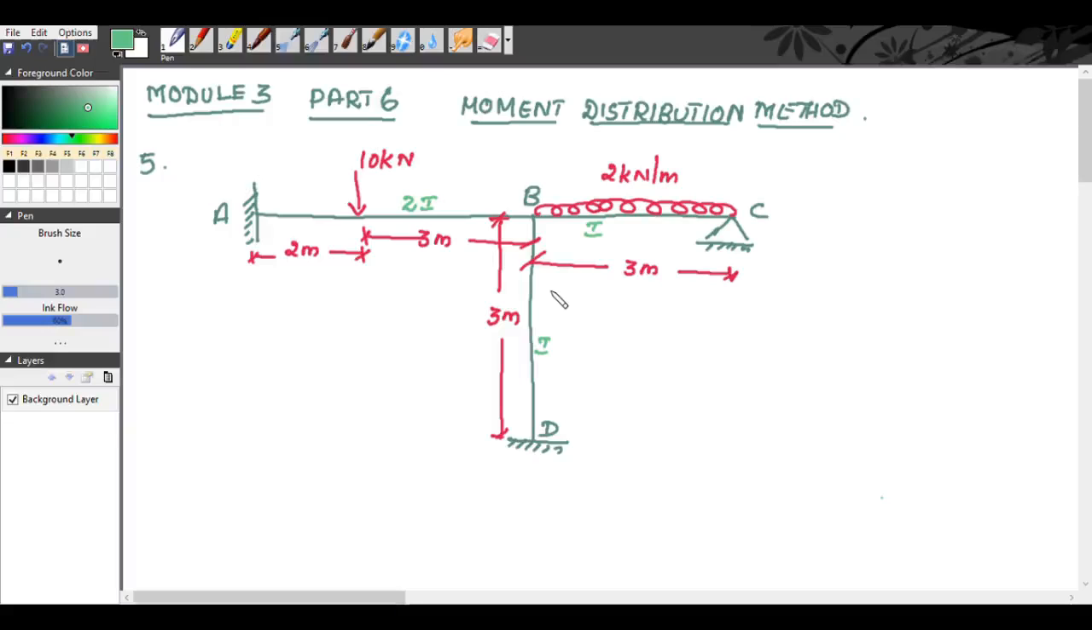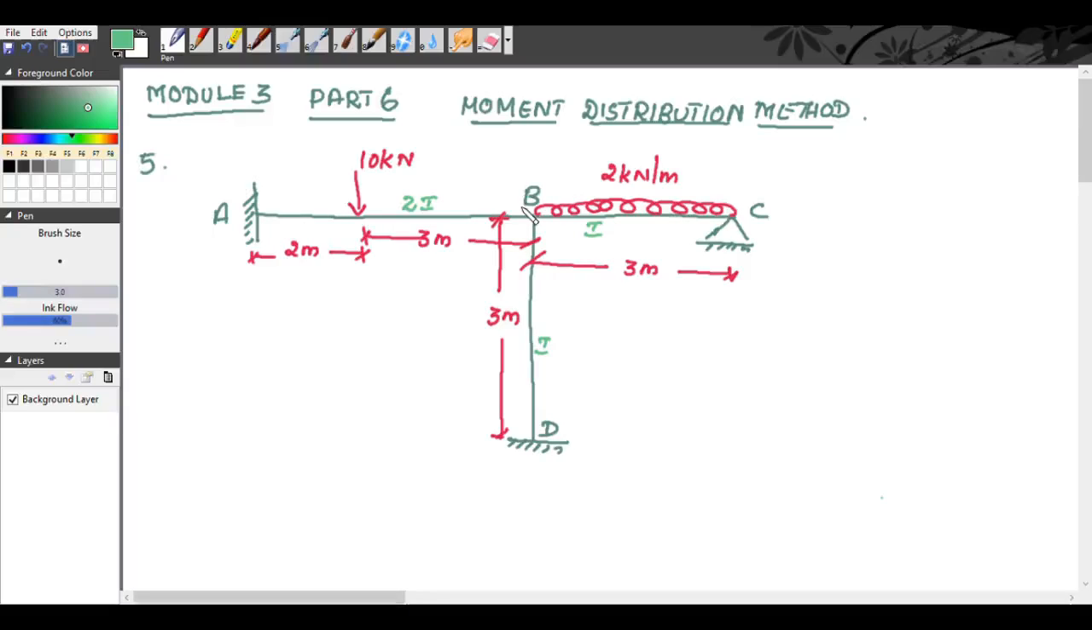Our given problem is a continuous beam ABC supported on an elastic column BD. So you have an elastic column BD. ABC is a beam. A is fixed support, C is simple support. And this ABC continuous beam is resting on an elastic column BD, where D has fixed support, and is loaded as shown in the figure.